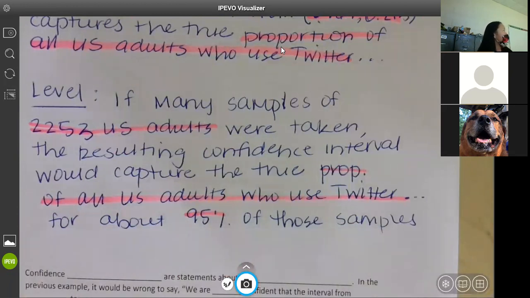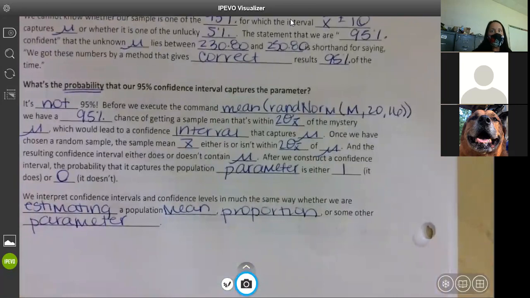Can I get the last three blanks on the last page? Or the people that can listen? I'm going to go ahead and stop recording.